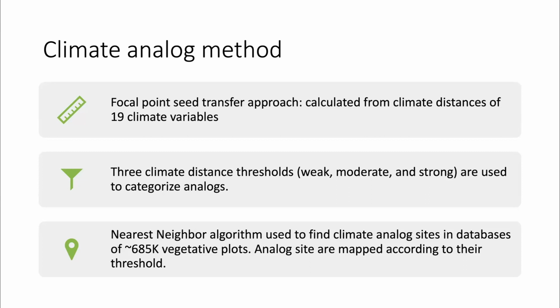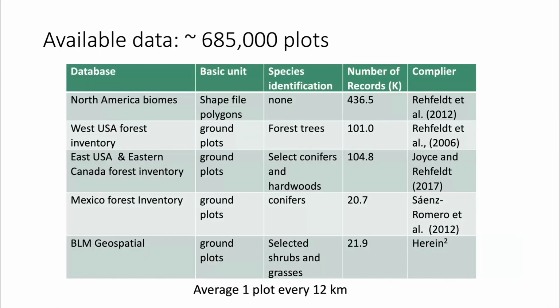And then the interesting thing about this new tool is that it uses a nearest neighbor algorithm to find climate analog sites in vegetative databases. So we have approaching 700,000 vegetative plots that we can use to drill down to see what these sites are made of, what the species composition is like. And here's this table showing the data that's available. Not all these have species information, but all the bottom 4 listed there do.